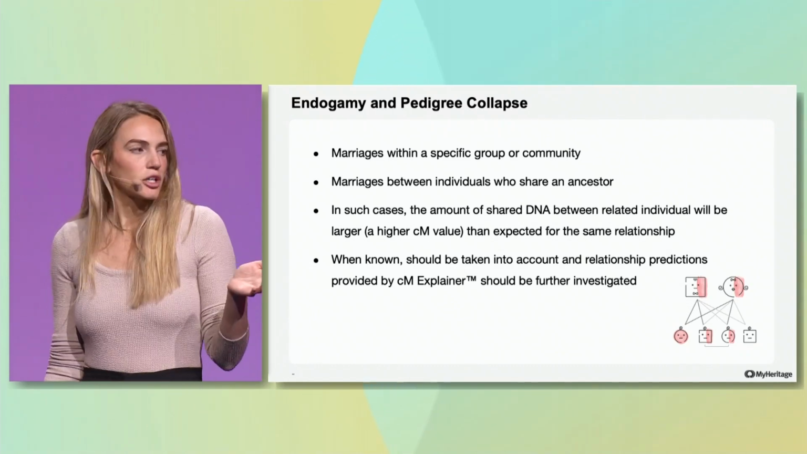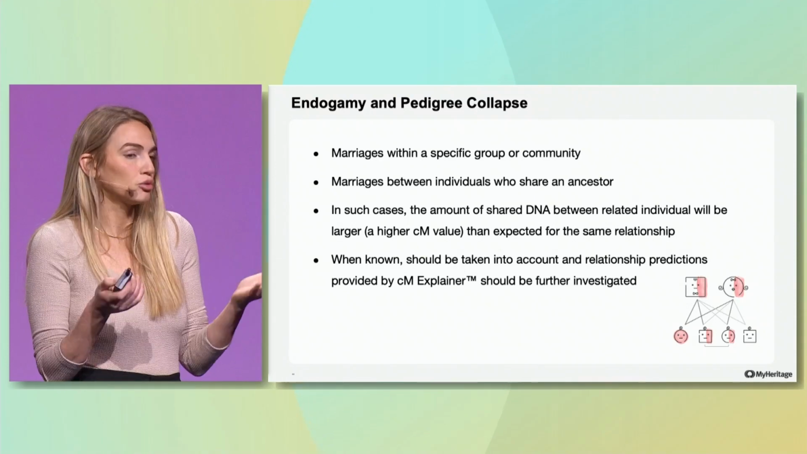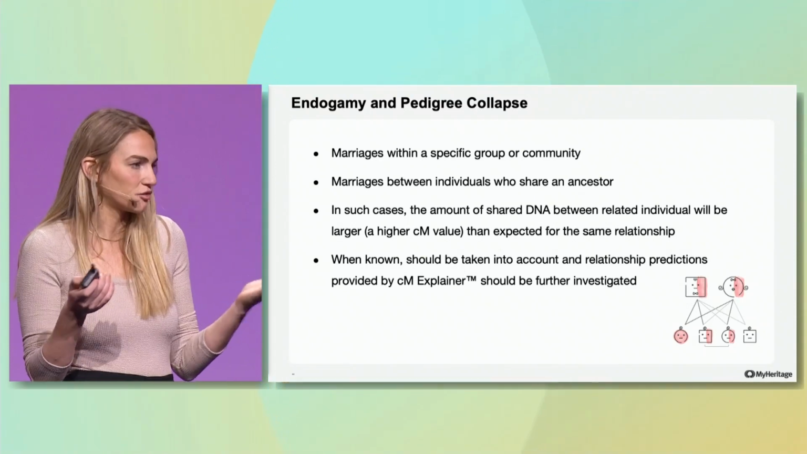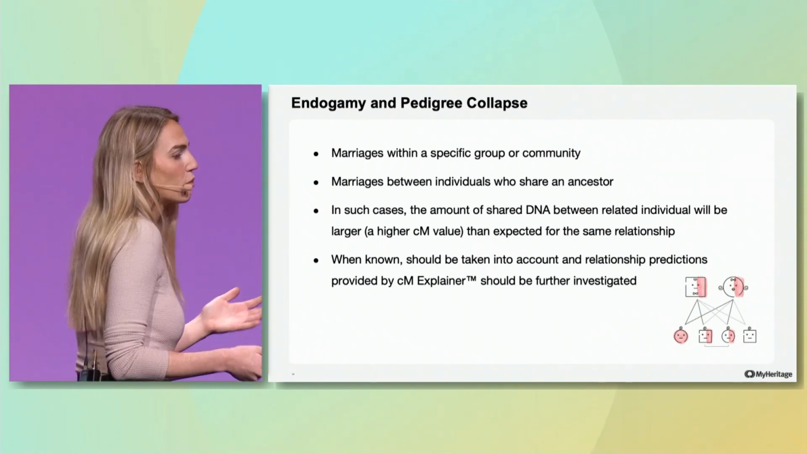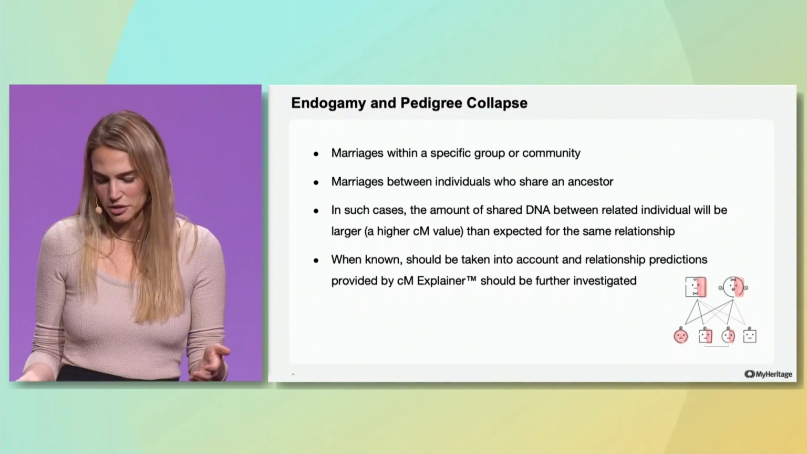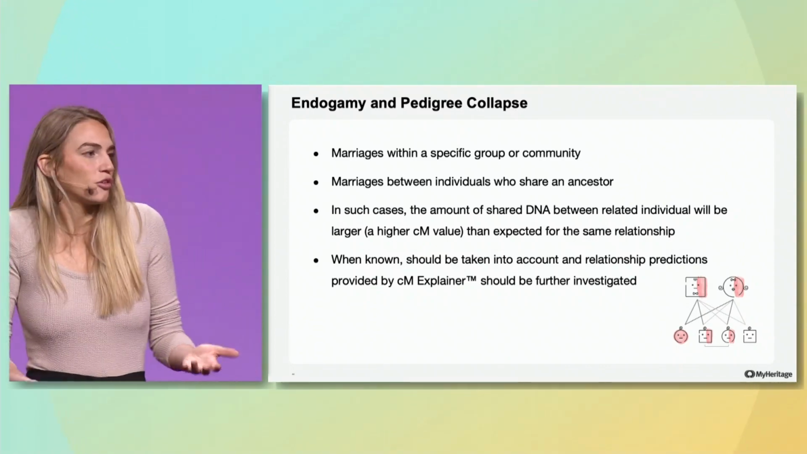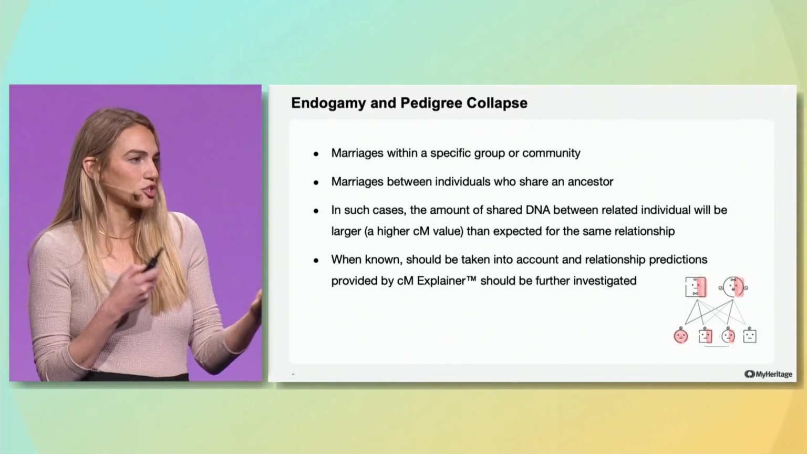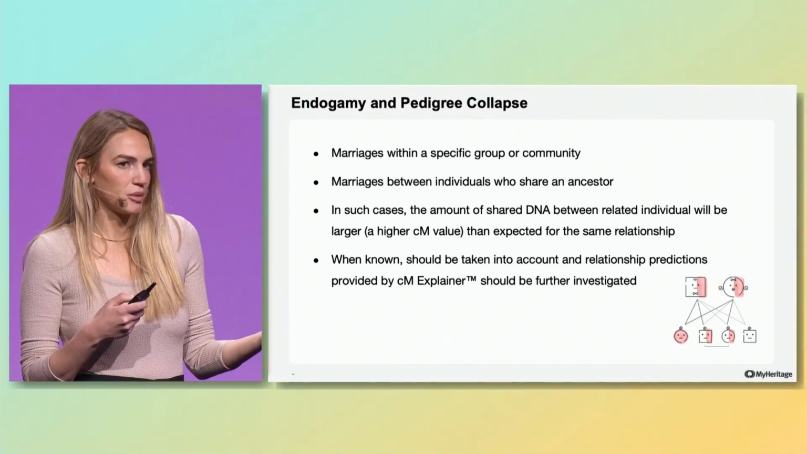And in endogamy or pedigree collapse, there are two problems. For one, we cannot always know the extent of the endogamy in the family. We cannot know how many marriages within the family there were, and the more there were, the more shared DNA we'll expect to share. We also don't know, for example, in pedigree collapse, when there are marriages between people who share a common ancestor, where did that happen?